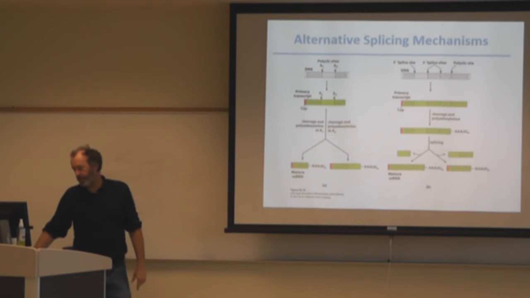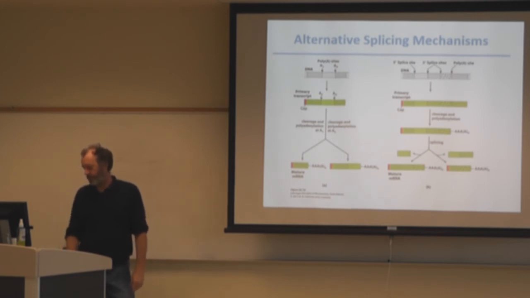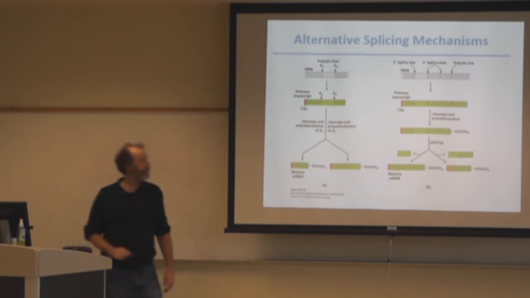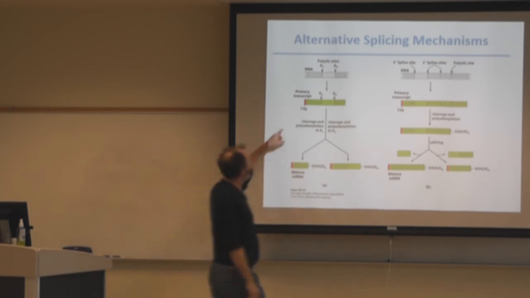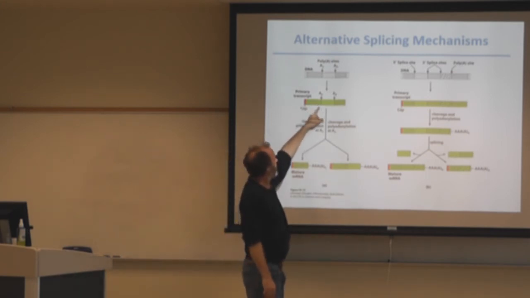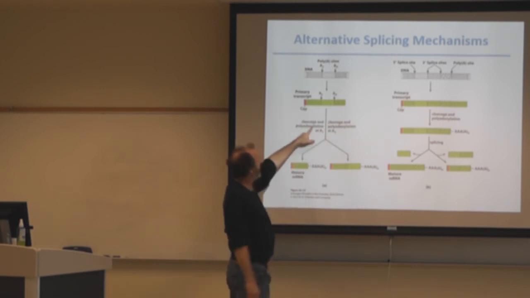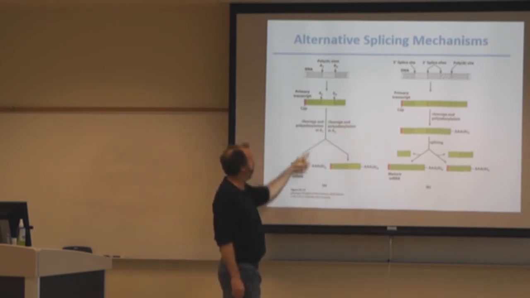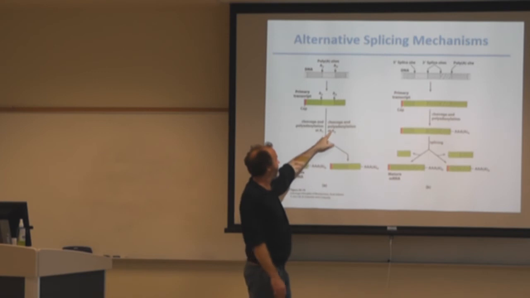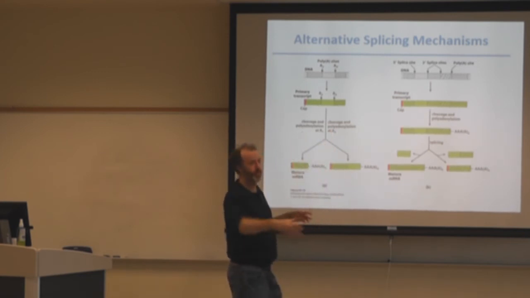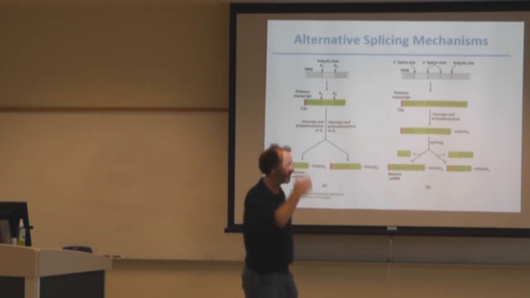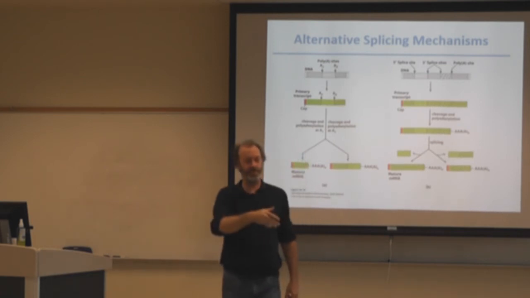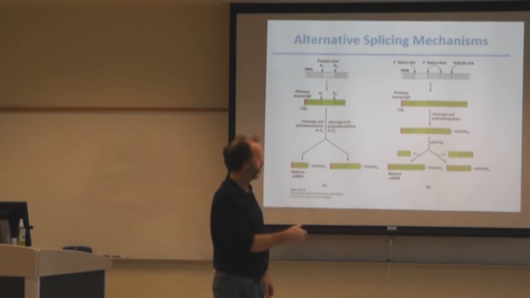This shows you an alternative splicing mechanism. In one case, you get a primary transcript, and you have cleavage and polyadenylation at A1. You can have cleavage and polyadenylation at A2. So different cleavage points where you get the polyadenylation can be one sort of post-transcriptional modification.